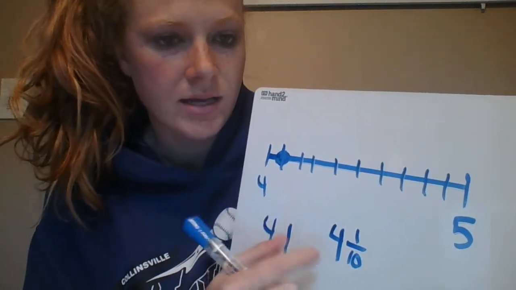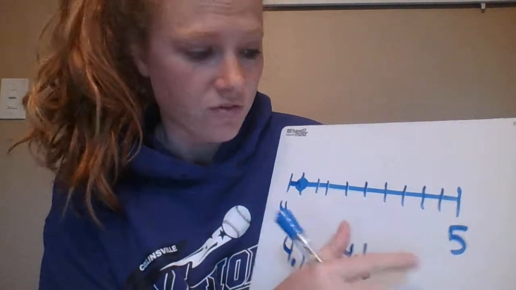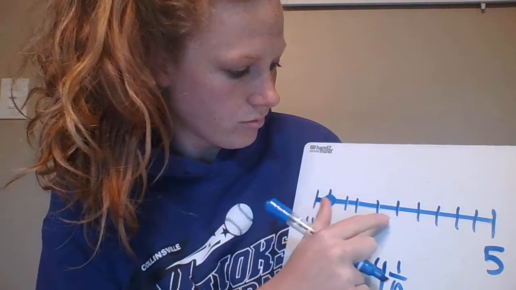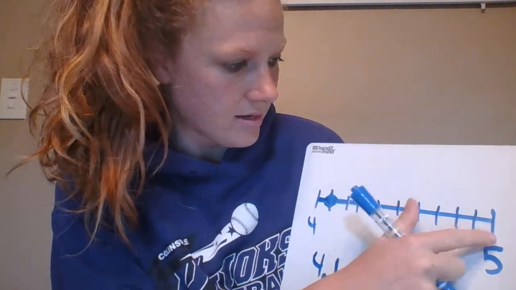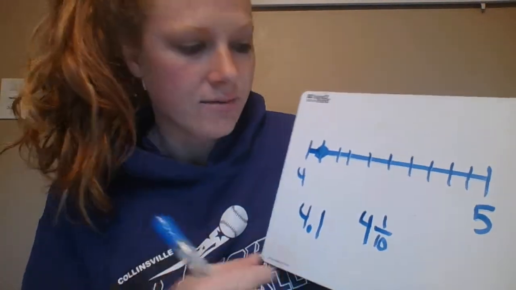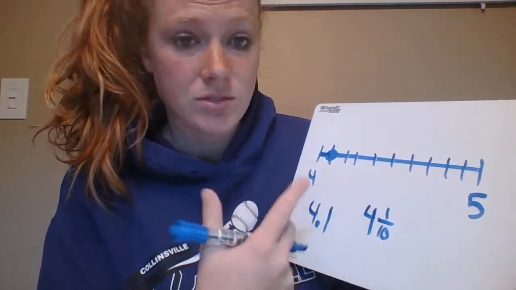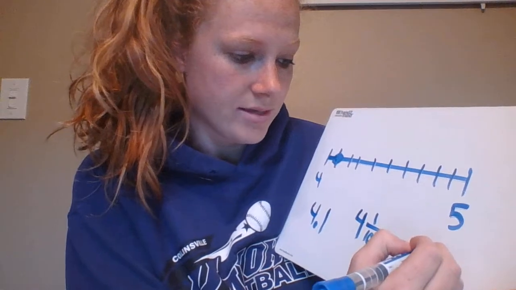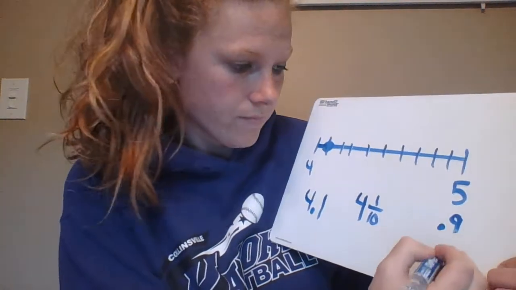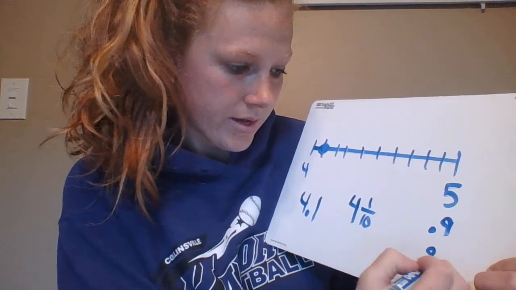And then the last thing I want to do is ask myself, how many more tenths would I need till I get to the next whole number, which is 5? So 1, 2, 3, 4, 5, 6, 7, 8, 9. I would need 9 more tenths to get me to my next whole number. So I could write that as 0.9 or 9/10.